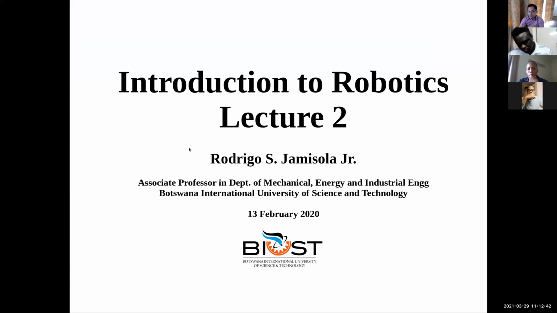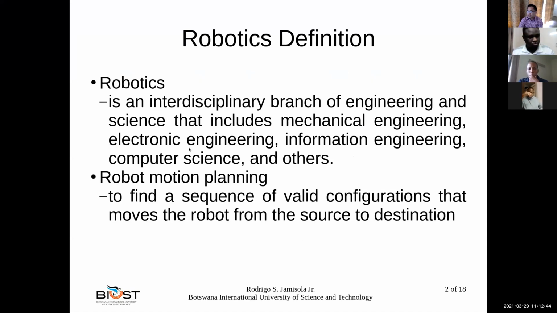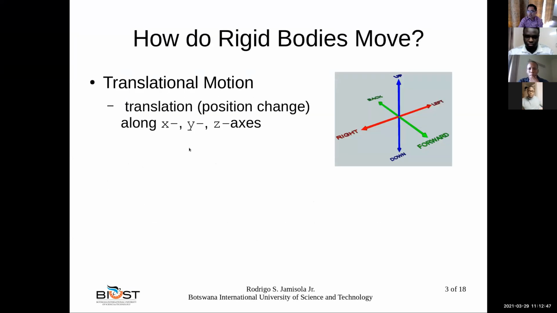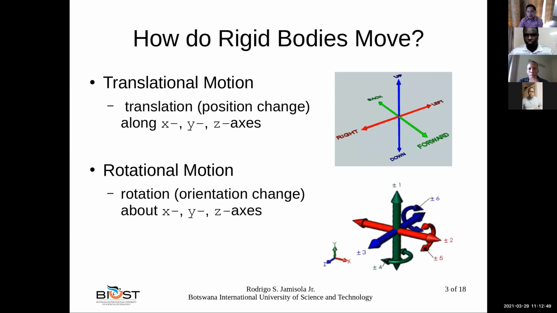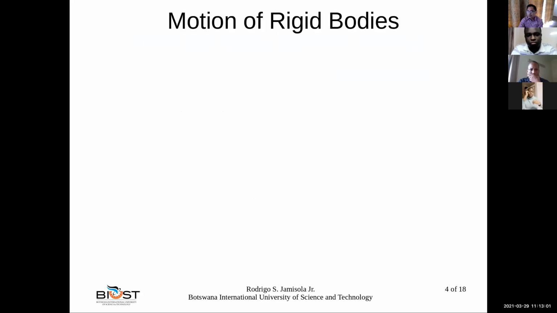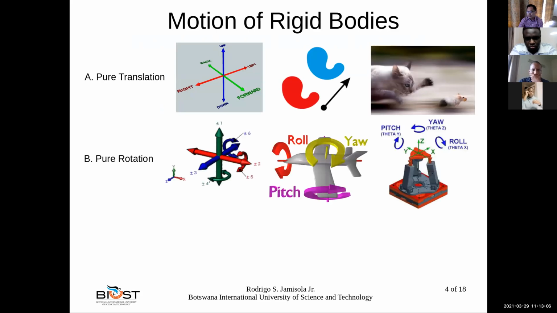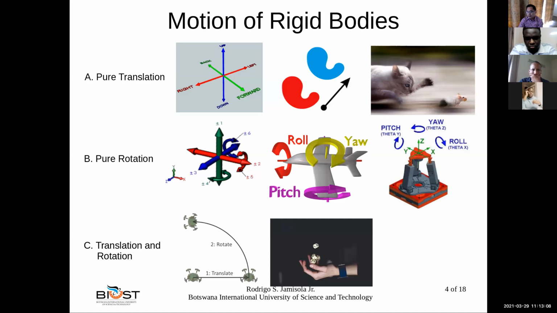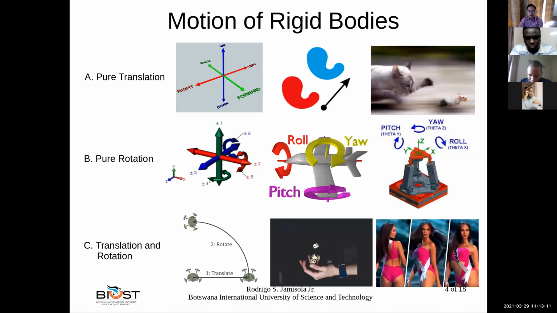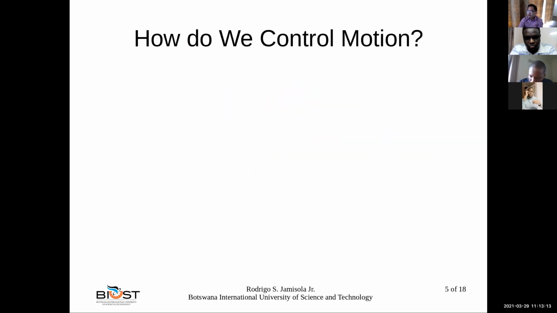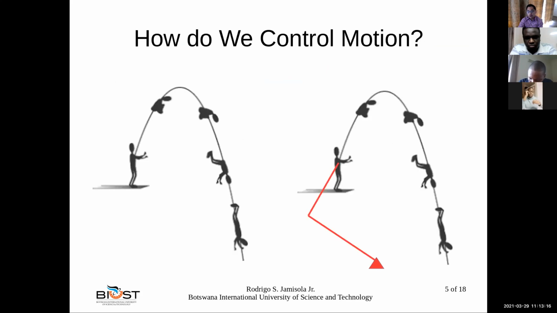Okay, so we discussed this already last meeting, about purely translational and purely rotational movement in 6-dimensional space. There are 3 dimensions in position and 3 dimensions in orientation. So for example, there is purely translational movement and purely rotational movement. Of course, in real life, there's a combination of translation and rotation. So now the question is, how do we control motion?